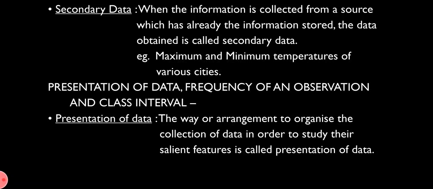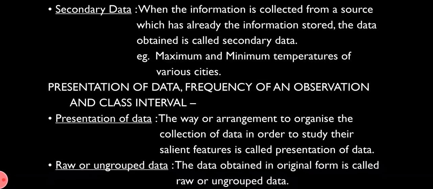Next, raw or ungrouped data. Now, data is of two types, that is raw or ungrouped data and grouped data. Let's first see what is raw or ungrouped data. The data obtained in original form is called raw or ungrouped data.